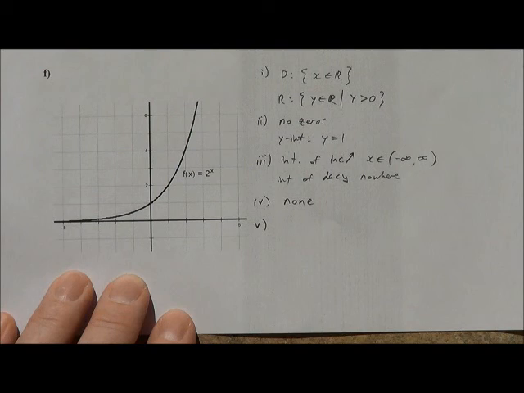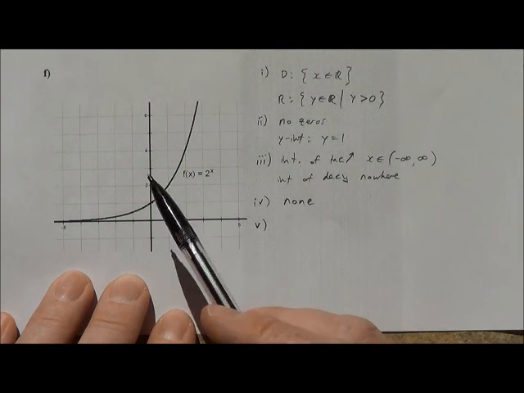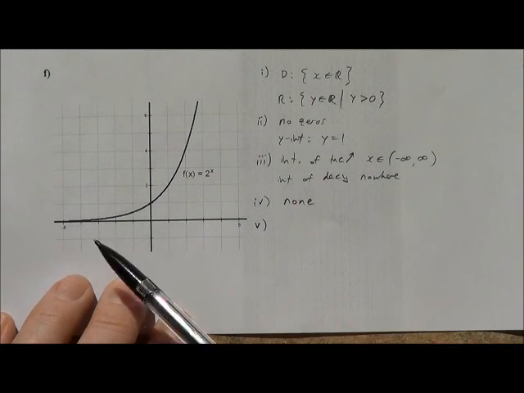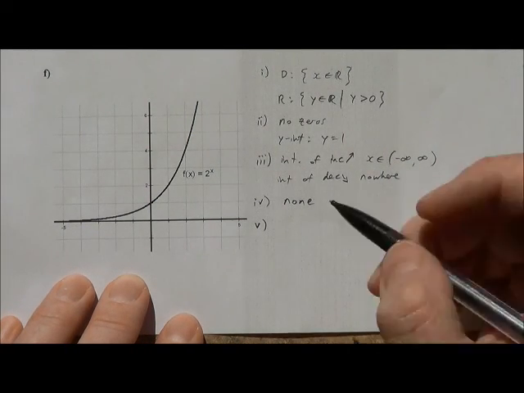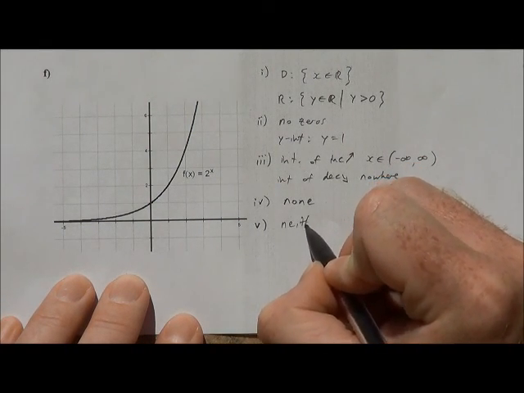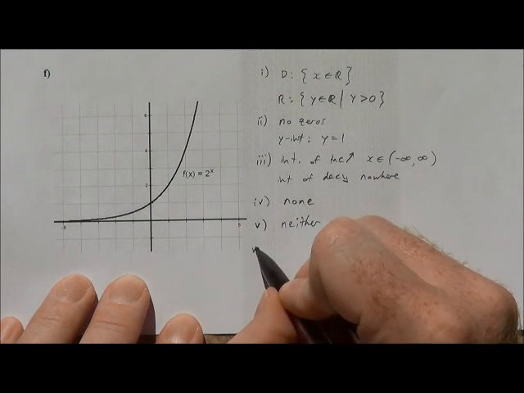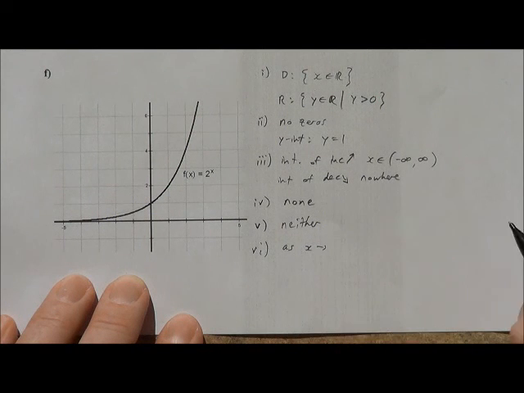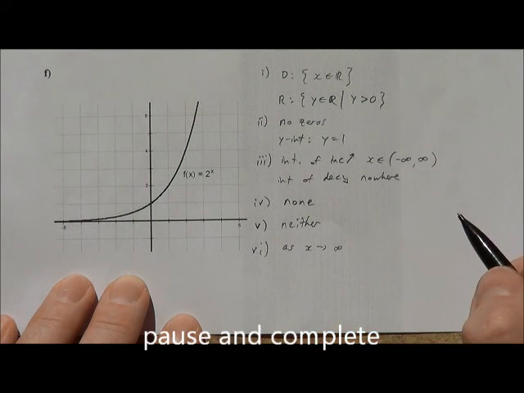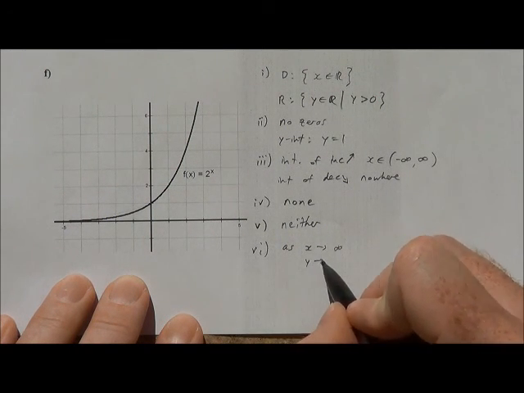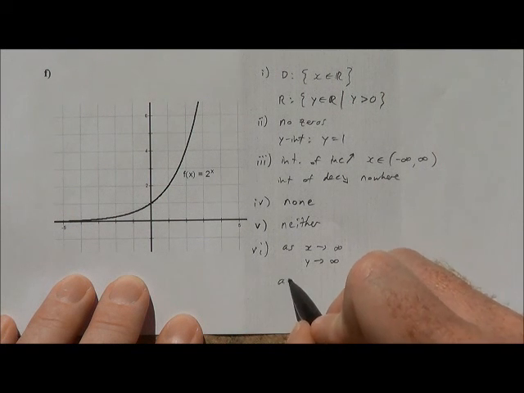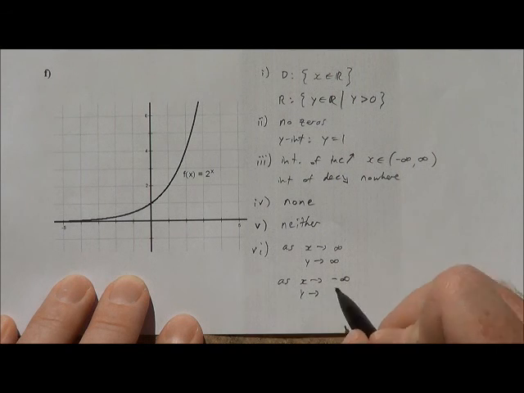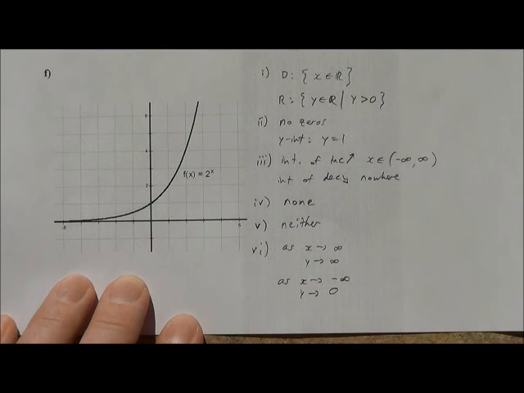Symmetry, even or odd. Again, reflected in the y-axis, it's not even symmetry. Reflected in the x-axis, it's not odd symmetry, so it is, again, neither. And then the end behavior: as x approaches positive infinity, y approaches infinity, and as x approaches negative infinity, y approaches 0.